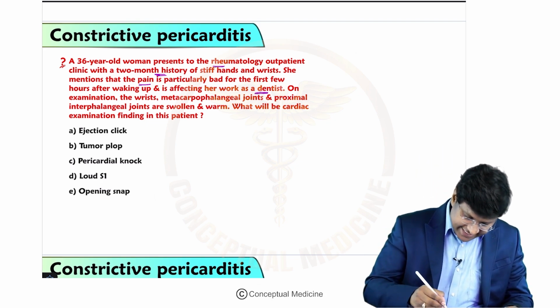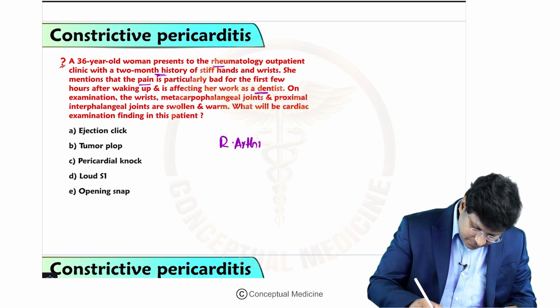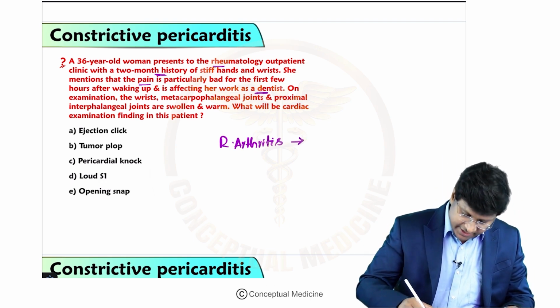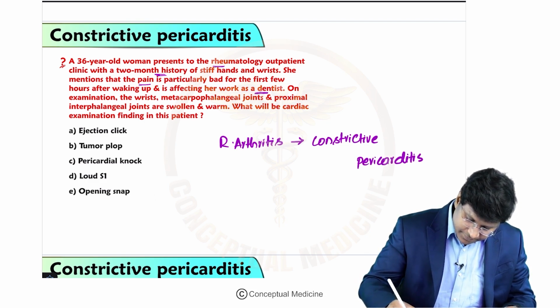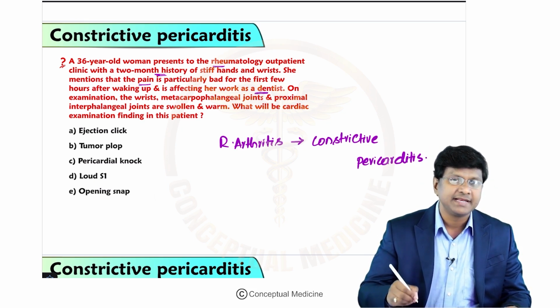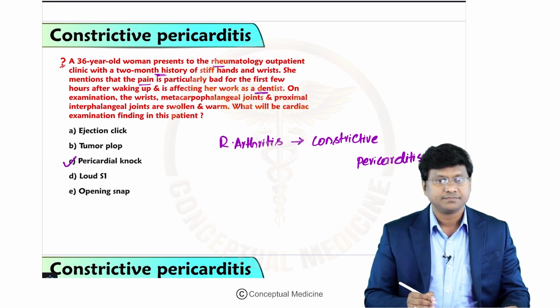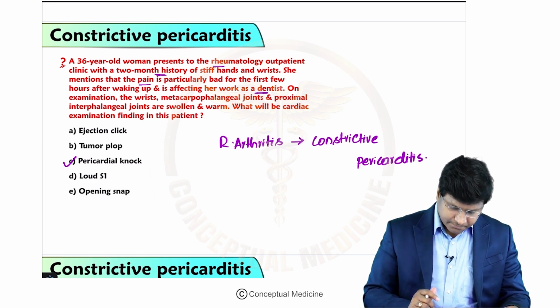So, these patients are presenting with rheumatoid arthritis. In patients with rheumatoid arthritis, the cardiac manifestation can be in the form of constrictive pericarditis. In these patients with constrictive pericarditis, you will hear an additional sound during diastole, and that is called the pericardial knock. Now let me discuss a few points about the pericardial knock.